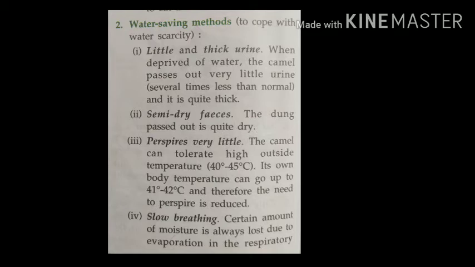A certain amount of moisture is always lost due to evaporation in the respiratory passages during breathing. The slower the rate of breathing, the lesser the loss of water, and as a result, the water vapor in the air breathed out is less. The camel's muscles can withstand the storage of water and can shrink considerably. Once water is available, the camel can drink sufficient water and the muscles swell up. While starving, the food is oxidized to get energy as well as water in the body.